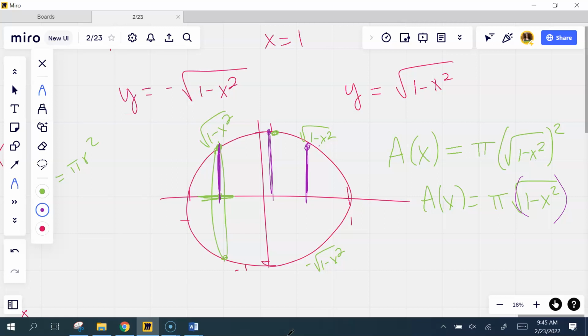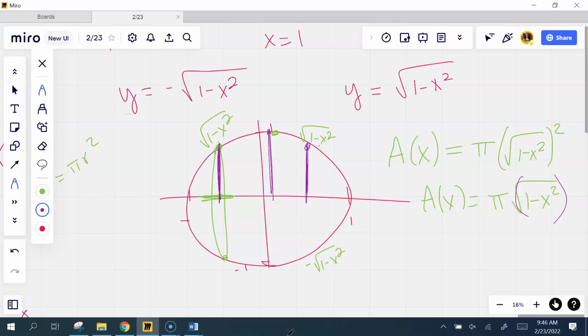It said find a formula for A of x of the cross sections perpendicular to the x-axis. It's a serious question. If I had a ball and I cut a piece out of the middle of it, like a piece of bread sliding out of the middle, that's what this green circle is. So we were just finding the radius of the circle because that's what we need to do.